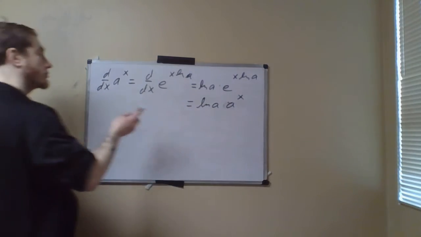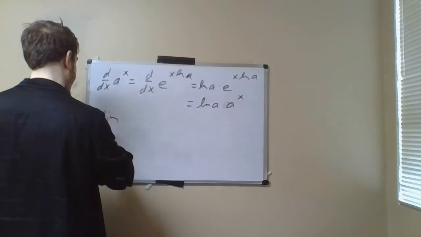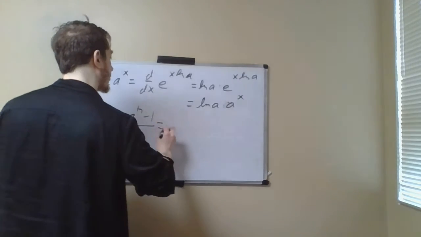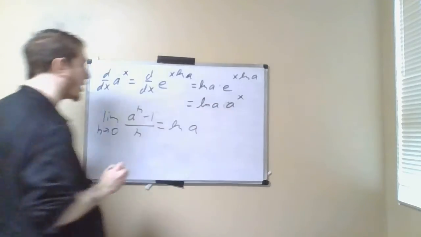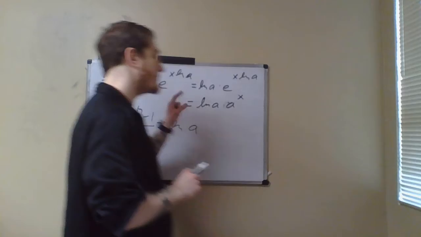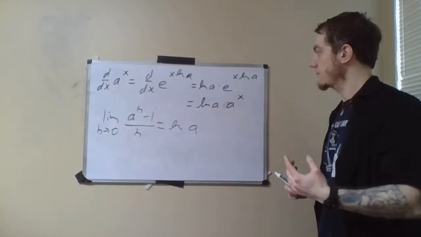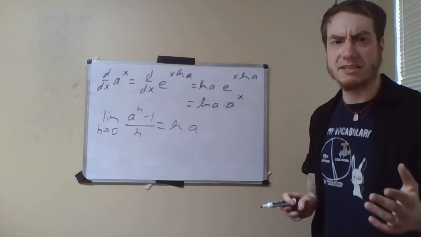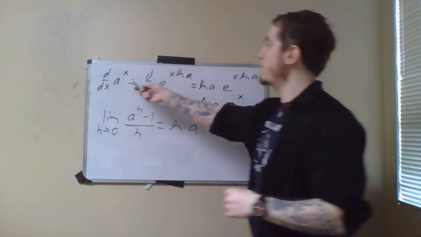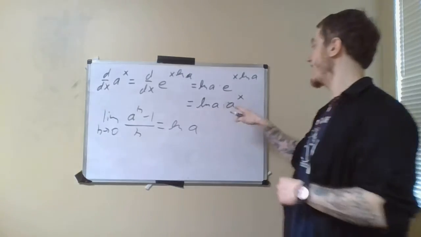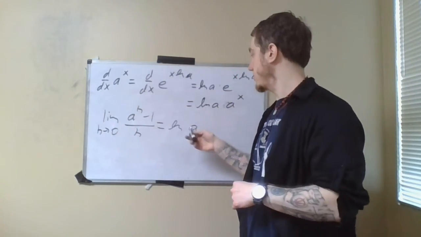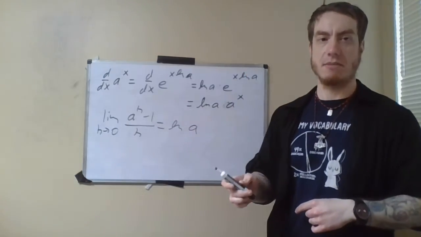By the way, this also shows that the limit as h goes to 0 of a to the h minus 1 over h is equal to the natural log of a. Because you'll remember, this is the factor that shows up in the derivative of an exponential function. So the derivative of a to the x is log a times a to the x, but it's also this limit times a to the x. So those two numbers had better be the same thing.